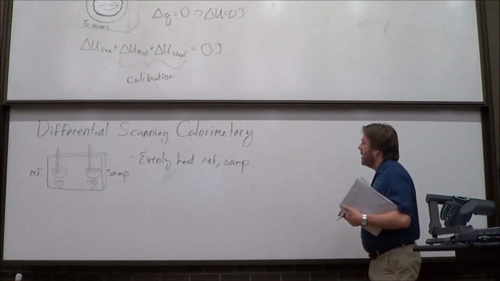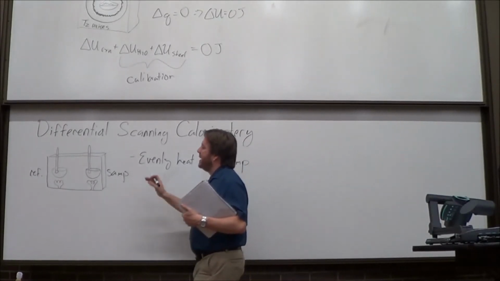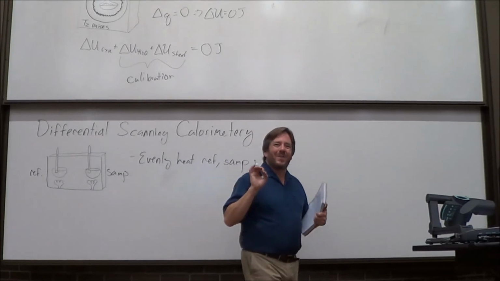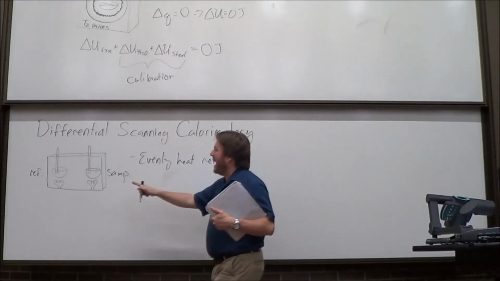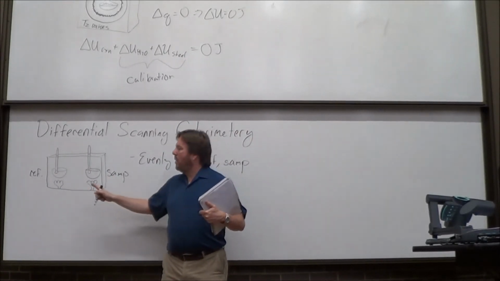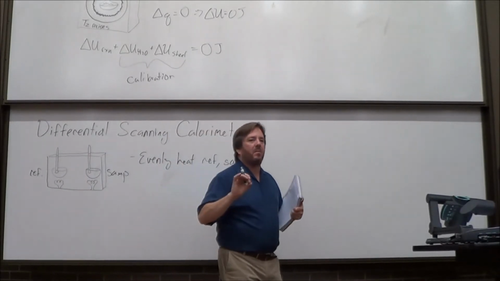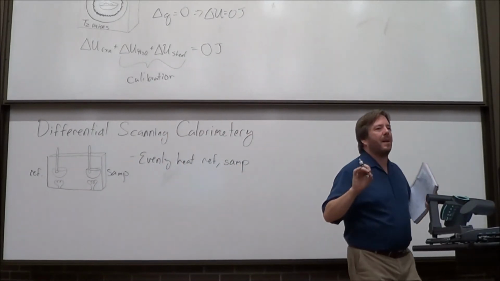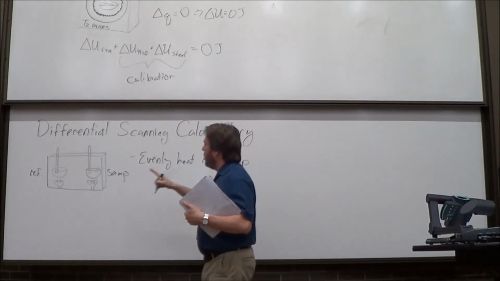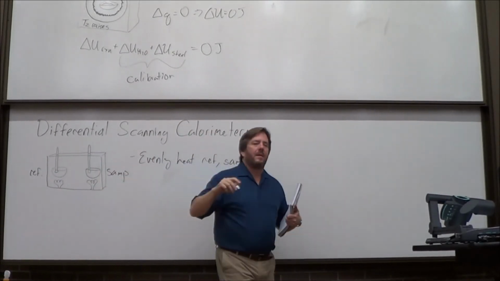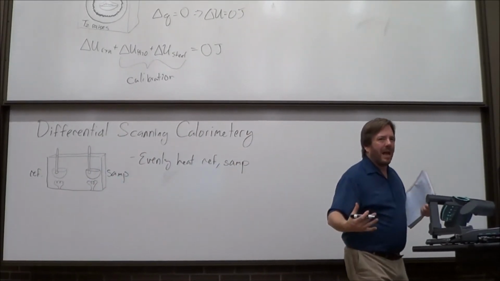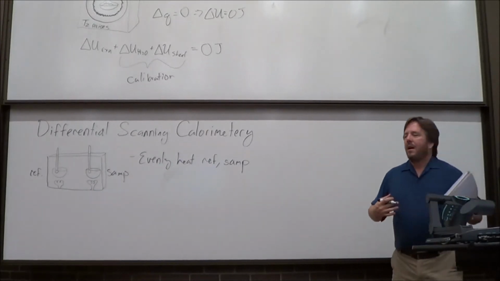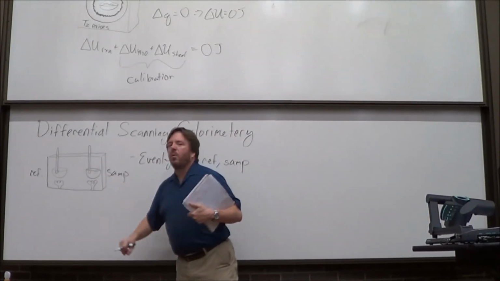You need to get that right. It's really important. Okay, so what you're going to do is heat them up evenly. But what you're going to find is that you're actually going to have to add more heat to the sample than the reference to keep them at the same temperature. Remember, the point is to keep them at the same temperature. And because of the protein doing stuff that requires delta H, energy, the heat supplied to the sample will not be the same.